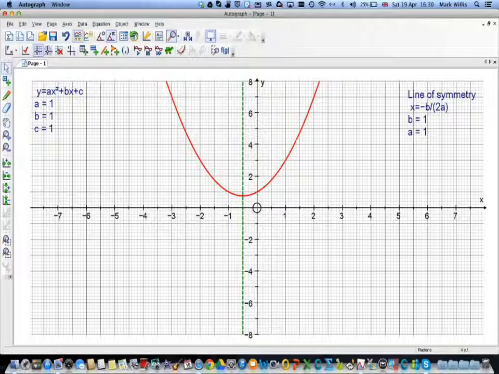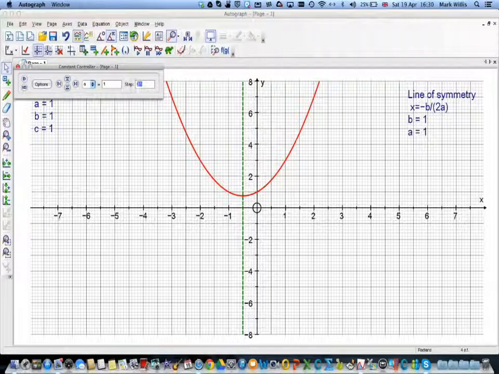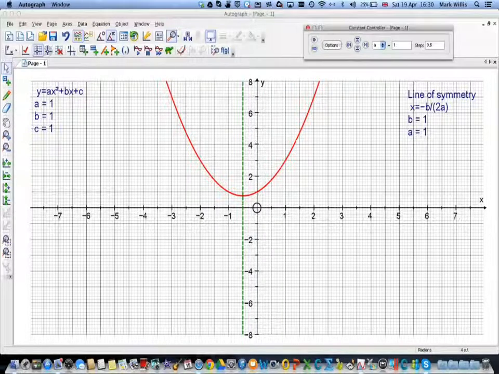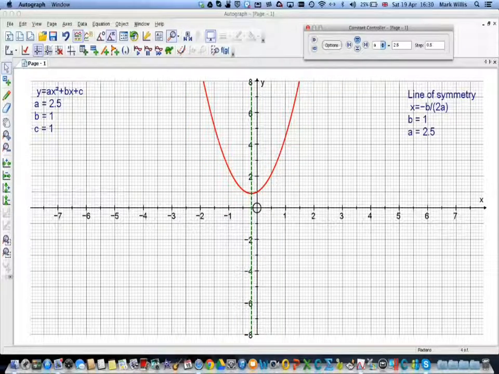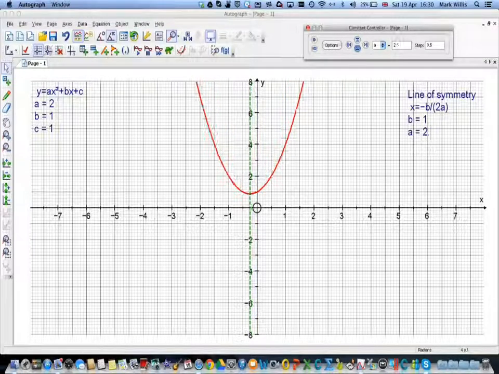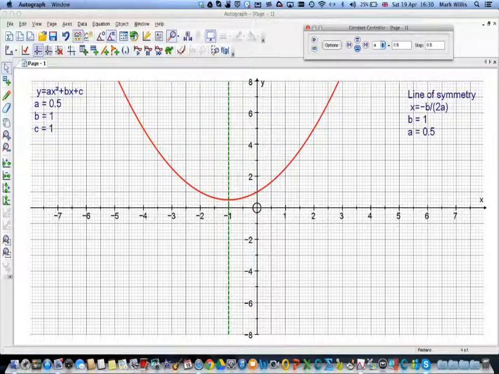Right, now if we move the constant controller, so we've got this thing called the constant controller, we can change the values of a, b and c using this thing here. So we'll click that. We'll change this to be 0.5, so let's change the step. This is the starting value, and if you change it, it will go up in 0.5s or down in 0.5. To move it up or down, we'll just move it here. We'll move this over here so you can see the values change. So what happens when this gets steeper and steeper? And if you move it this way, notice also the line of symmetry is changing all the time.